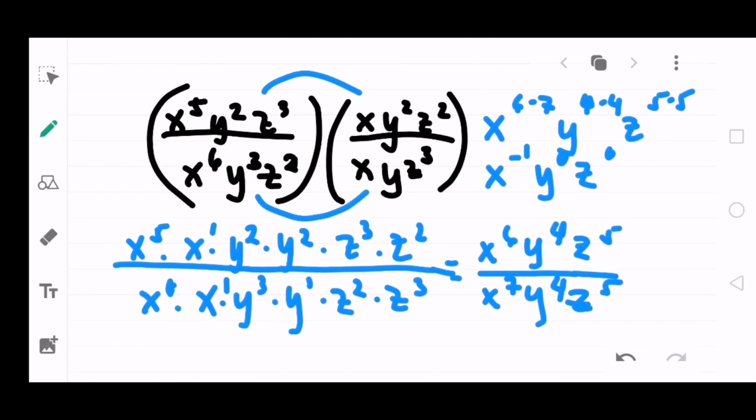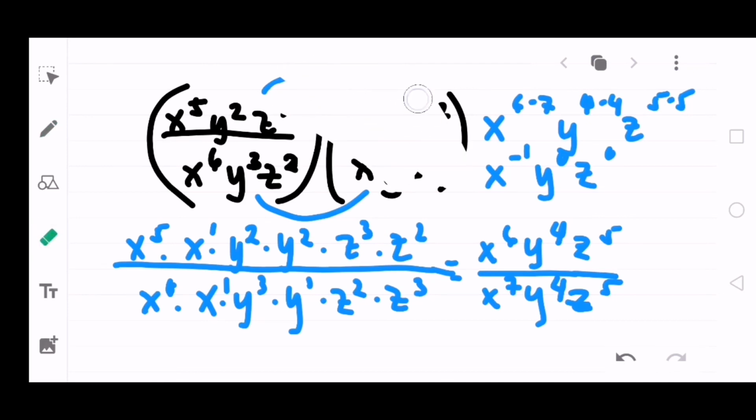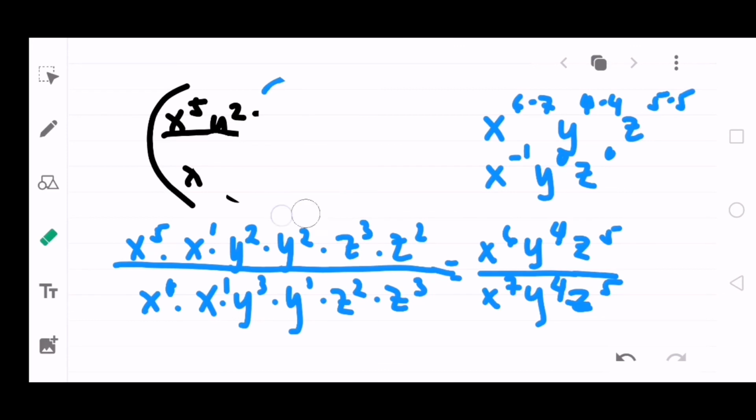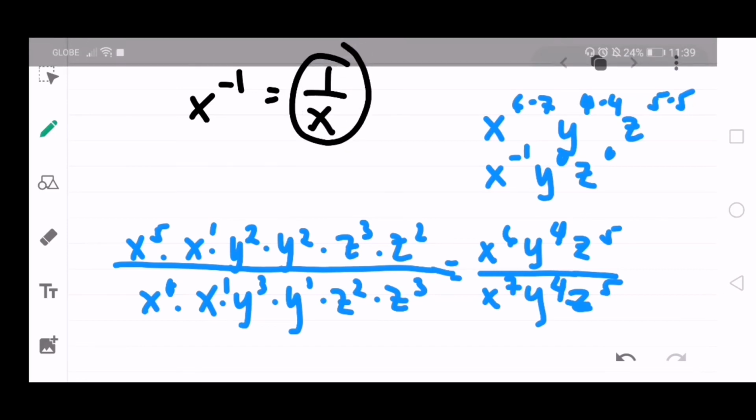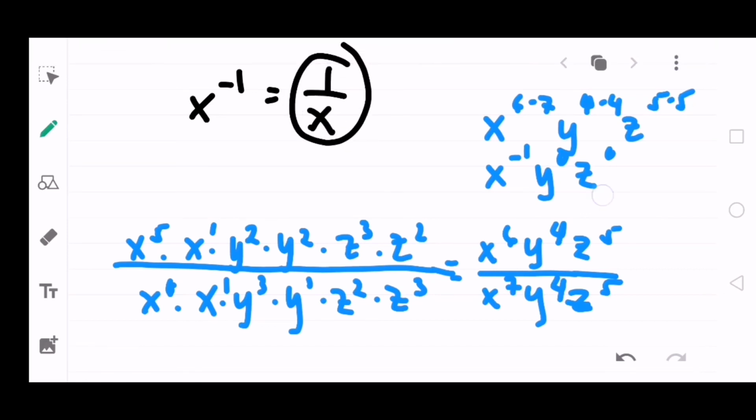So in short, our final answer now will be x raised to negative 1, which is the same as 1 over x. So this one is our final answer. Why not include the y and c? Since they are both raised to 0, each is just equal to 1. So this one now is our final answer.